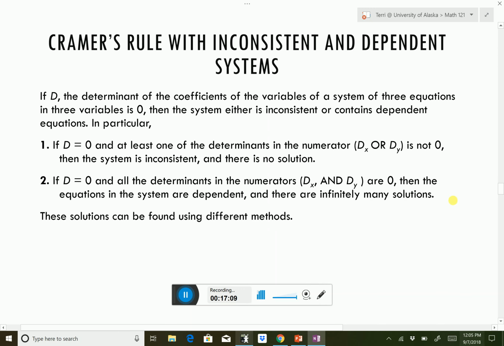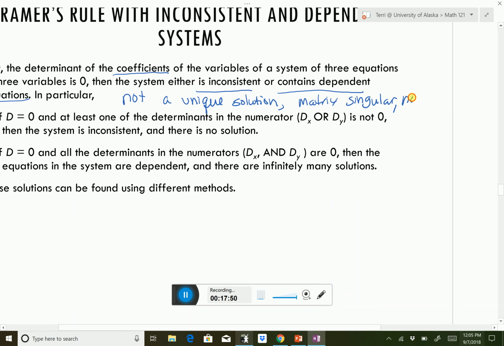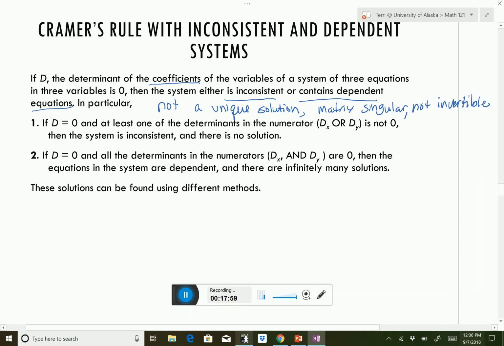Okay, let's talk a little bit about Cramer's rule when the determinant is 0. What's interesting about the determinant of any coefficient matrix is that if it is 0, it means that the system is either inconsistent or contains dependent equations, which essentially means that there's not a unique solution. Which also means that the matrix is what we call singular and not invertible. Remember, we talked about how some matrices were invertible and some were not. So this all comes full circle now because it's a singular matrix. It's not invertible. Its determinant is 0. If it were a coefficient matrix, it doesn't give you a unique solution.